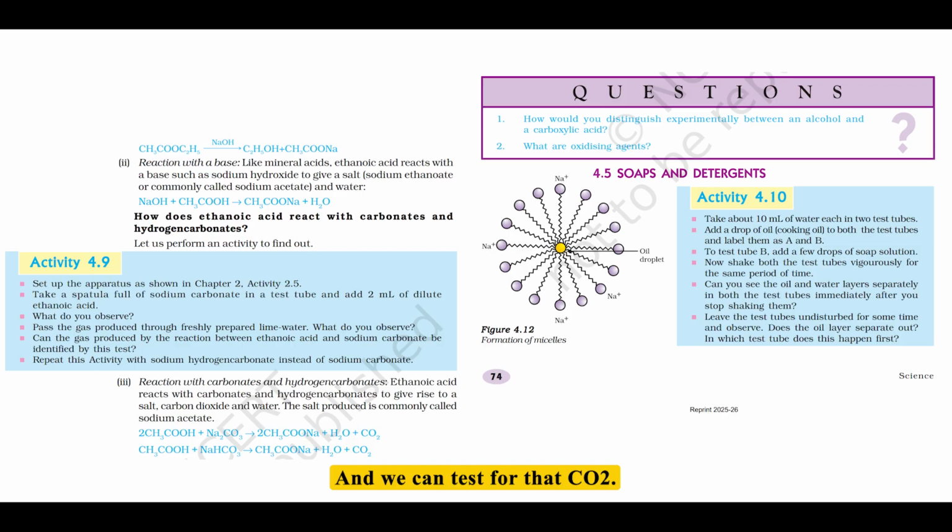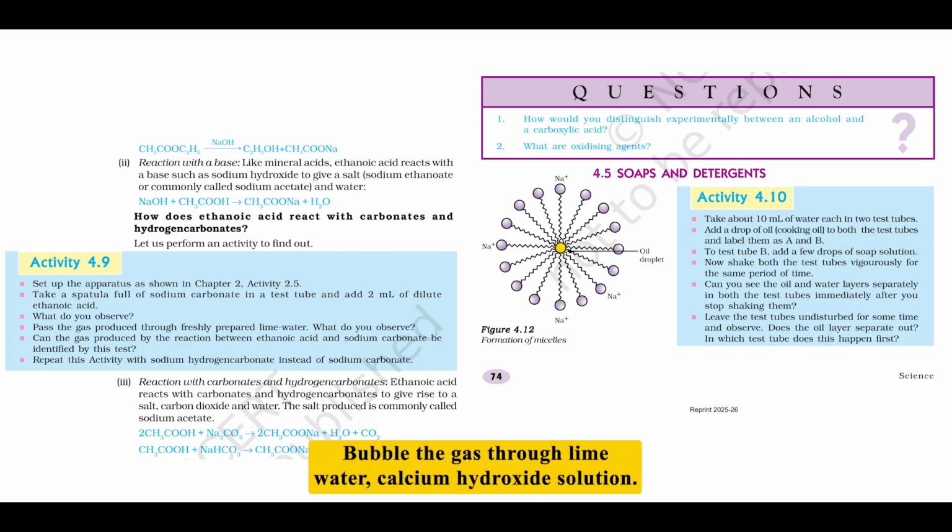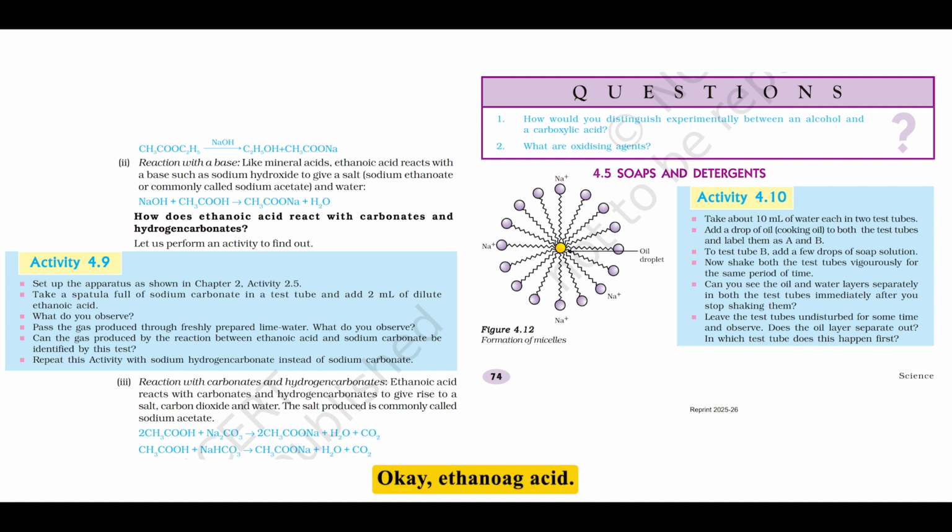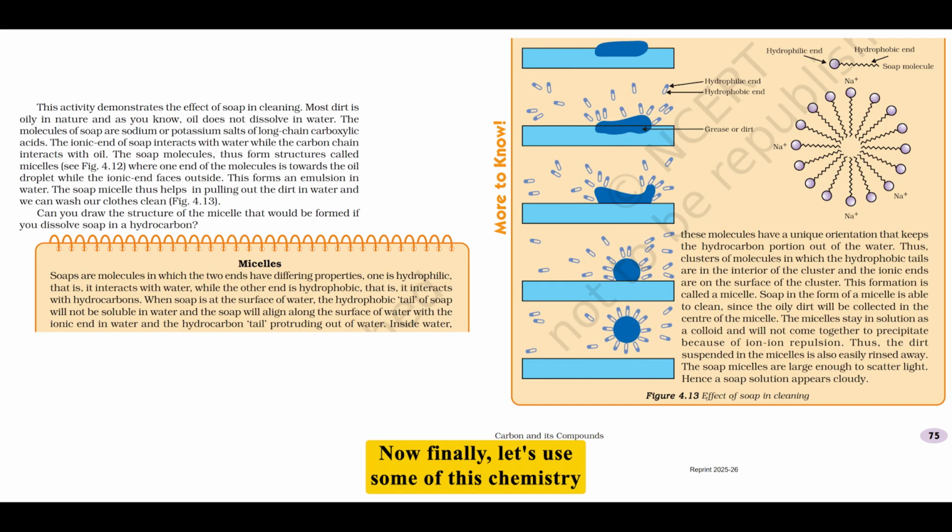And we can test for that CO2. Yes, the classic test. Bubble the gas through lime water, calcium hydroxide solution. If CO2 is present, the lime water turns milky or cloudy due to the formation of insoluble calcium carbonate. Essential test to know. Okay, ethanoic acid. Weak acid, forms esters, neutralizes bases, gives CO2 with carbonates. Seems straightforward. Good summary. Now, finally, let's use some of this chemistry to understand something very practical.